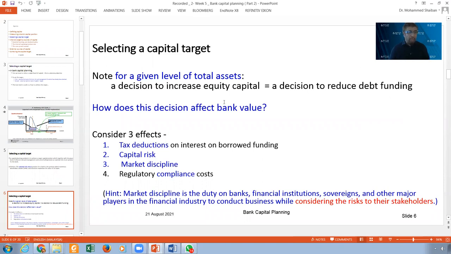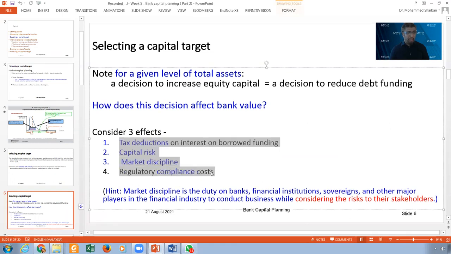So how can I reach this position, how much should I put here? Is it 10%? Is it 15%? Is it 20% capital and the rest debt? Now, this will be impacted by 3 issues. Somebody would say it is 4. No, it's 3. So we are considering the tax deduction and the regulatory compliance.